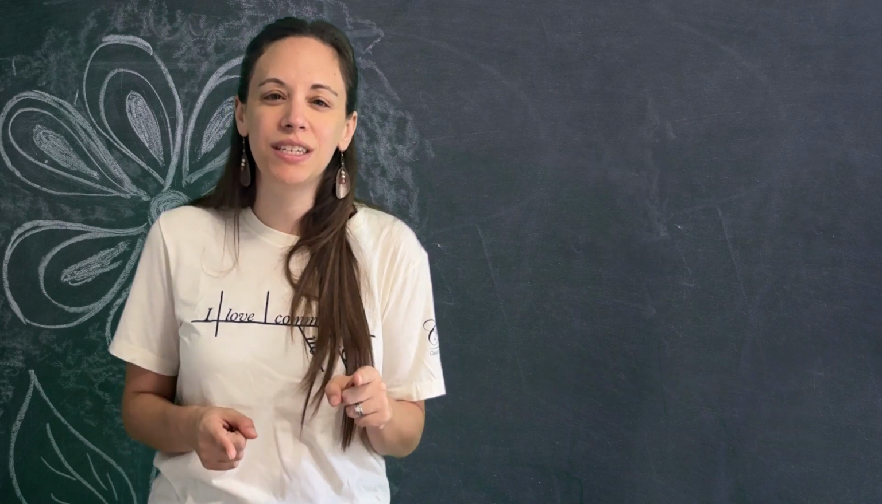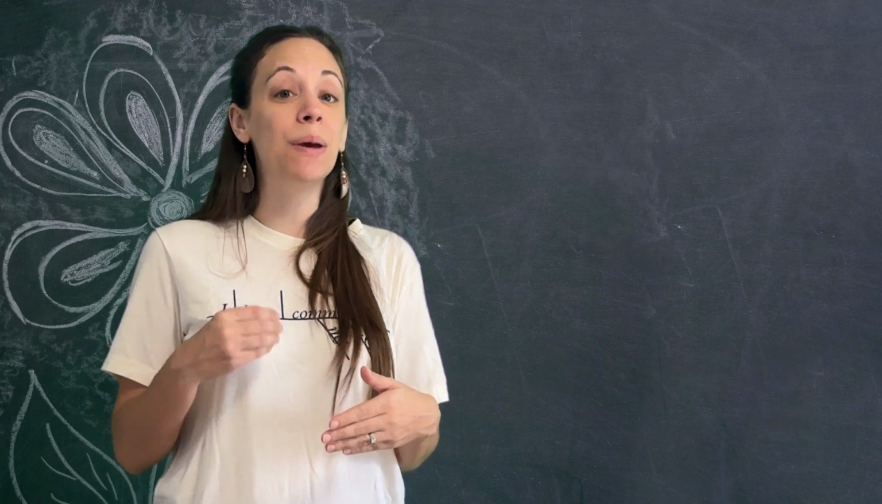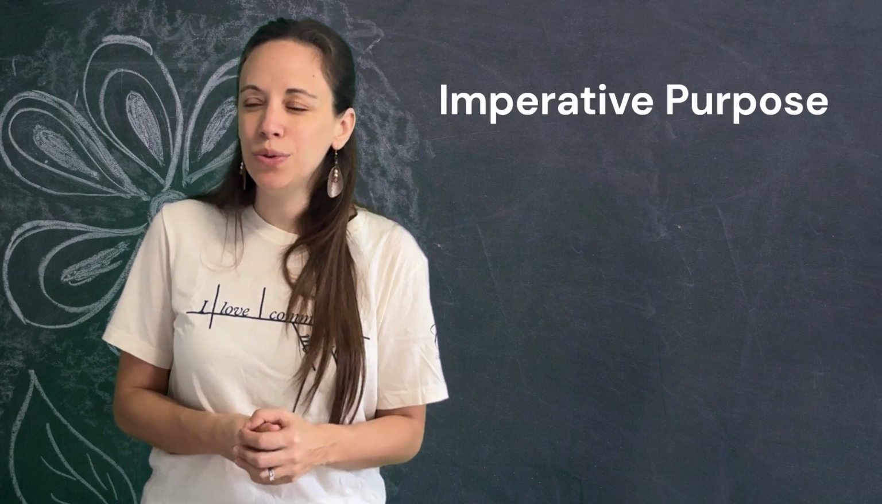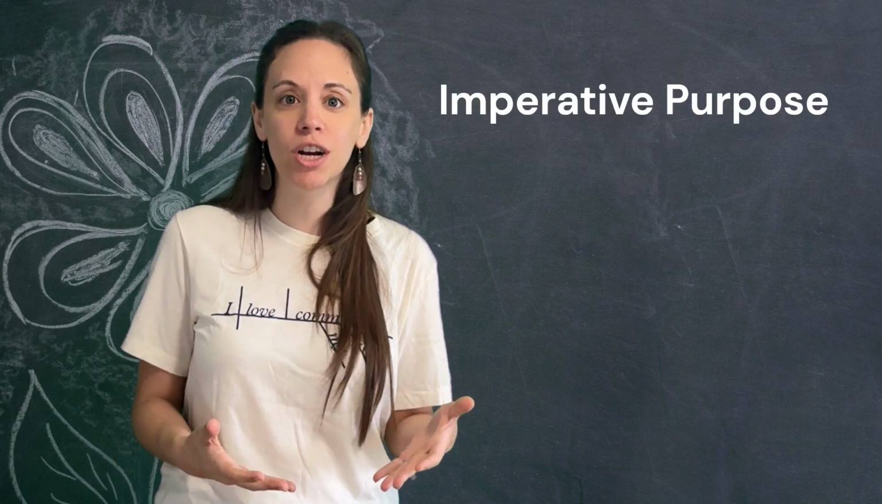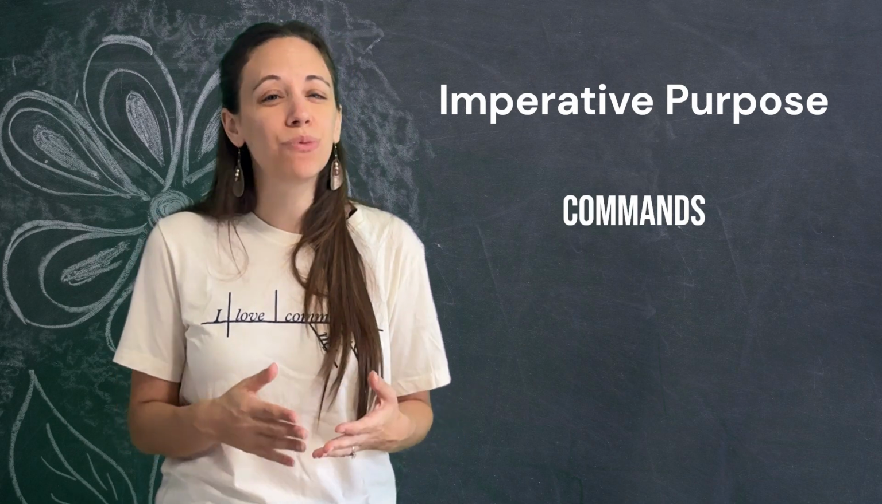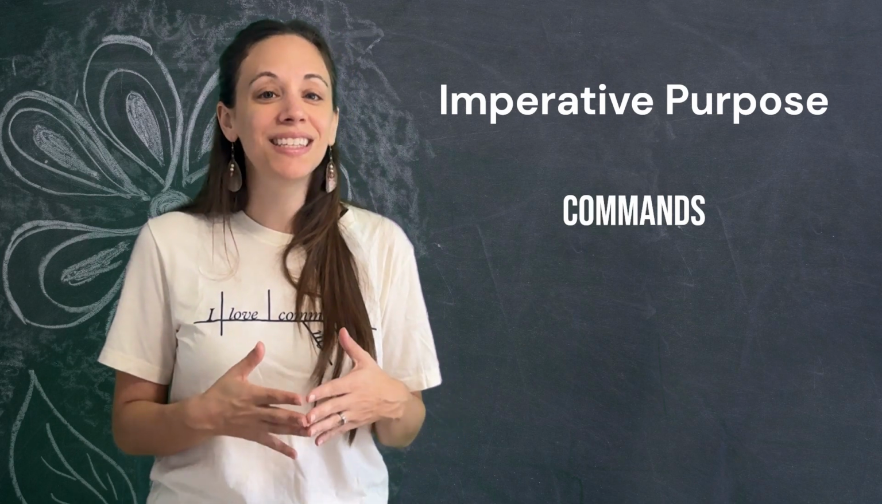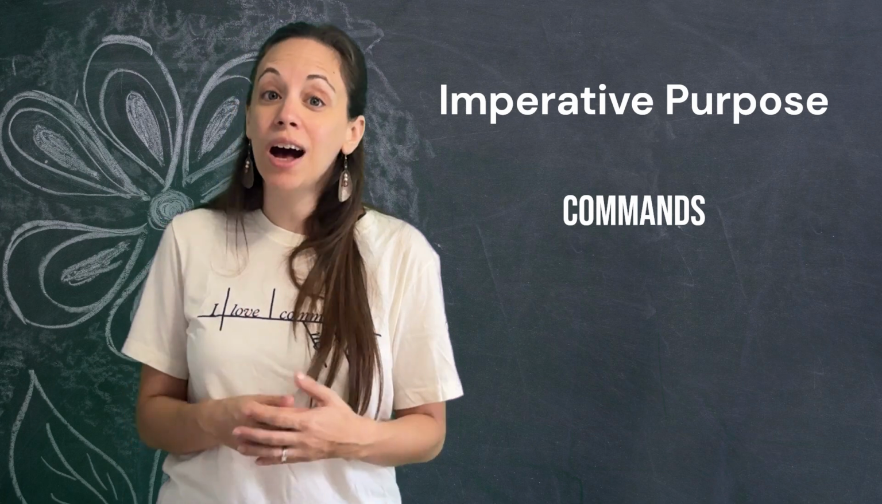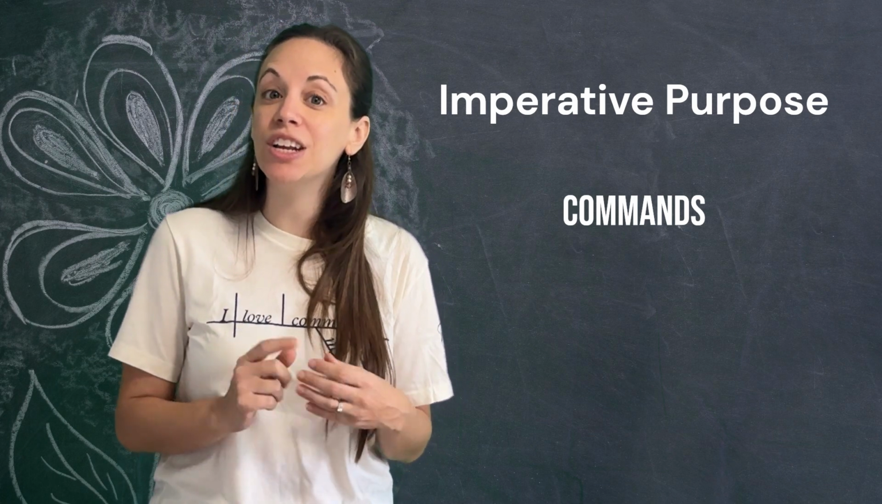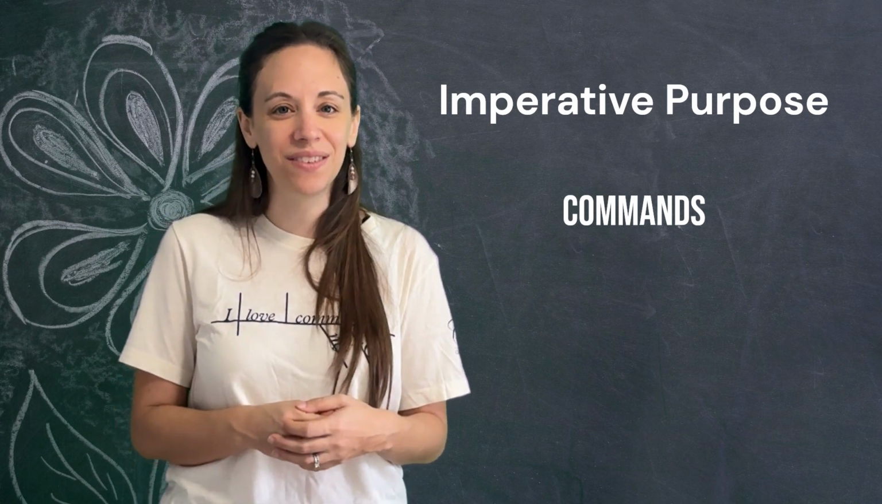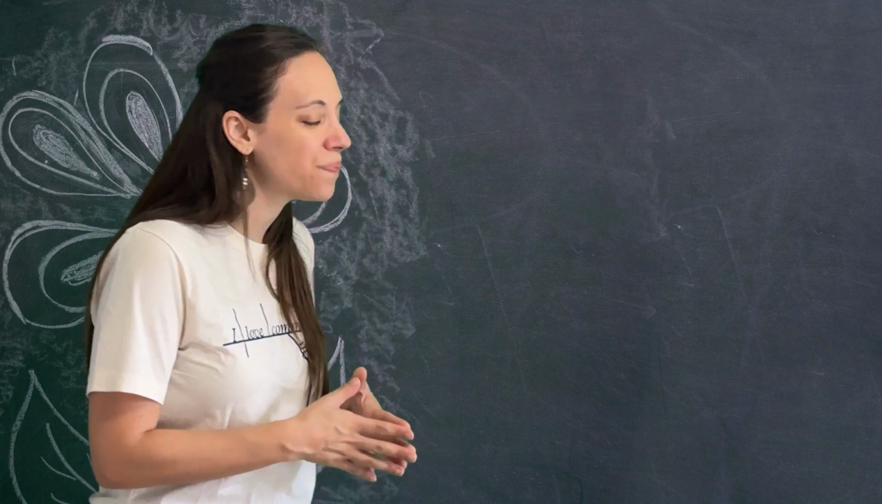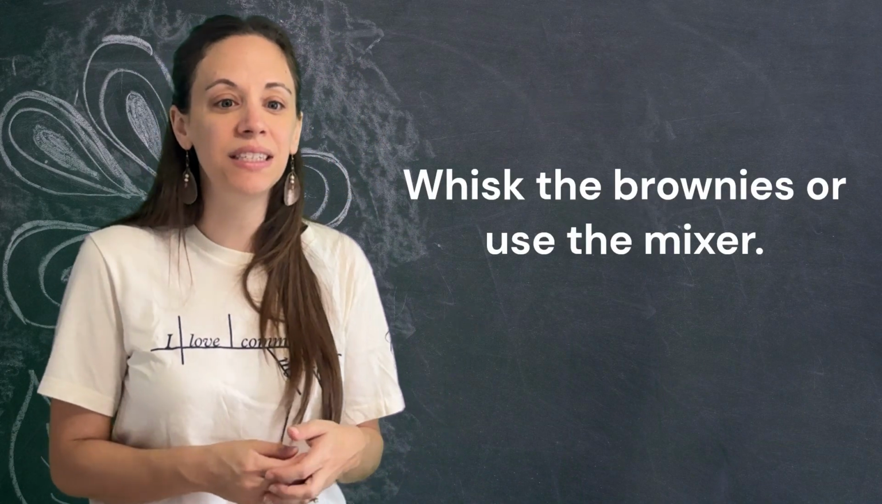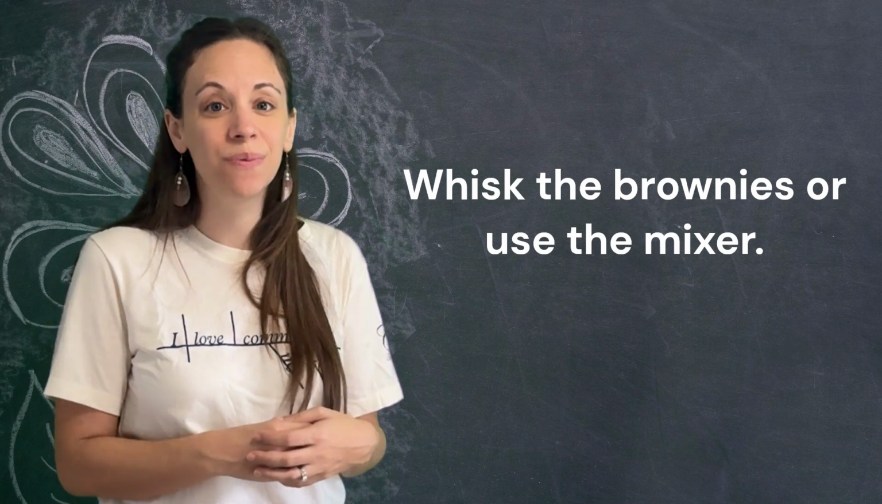This one's going to be a little more difficult because this time we're going to use the imperative purpose. Do you remember what imperative means? Those are our commands. That means we're not going to have an obvious subject for our sentence. The subject is always going to be the implied you when you use an imperative sentence. So let's try this one now. Whisk the brownies or use the mixer.